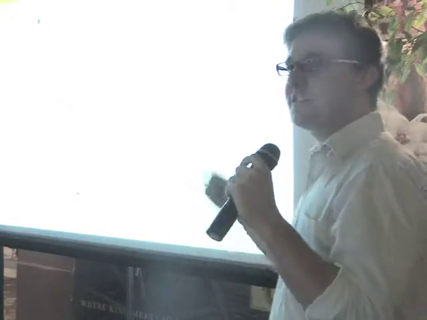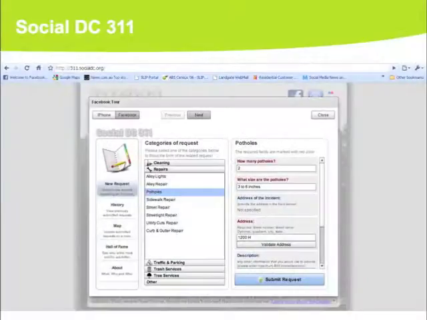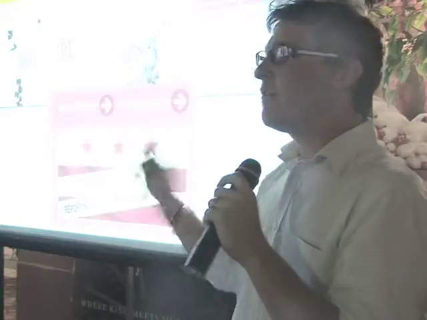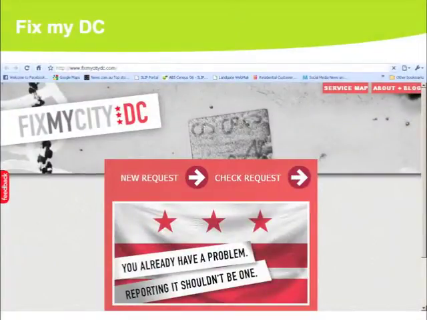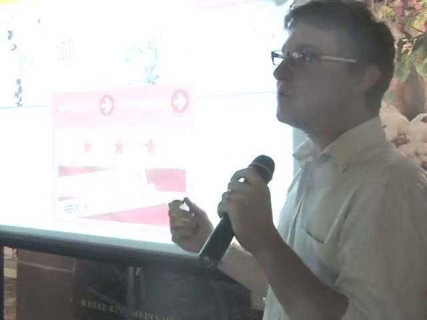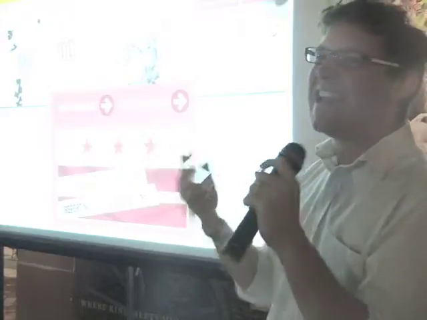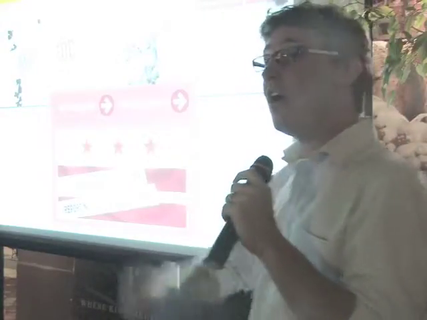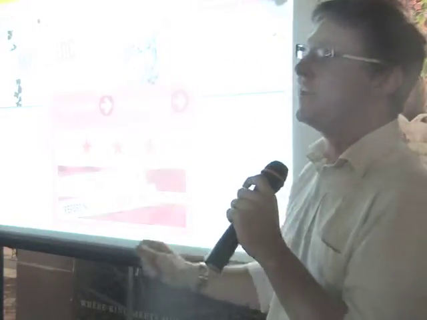Take this as an example, Social DC 311. This is about taking government data and producing a mapping information platform that says, hey, if you've got a problem out there in the community, let us know about it. Take a picture, inform us, and we'll come out and fix it. Very similar to Fix My DC. These are applications that come out of Apps for Democracy. Very simple tools, but something that was crying out to be needed in the community. I've got a pothole in my street, I want to let you know about it.